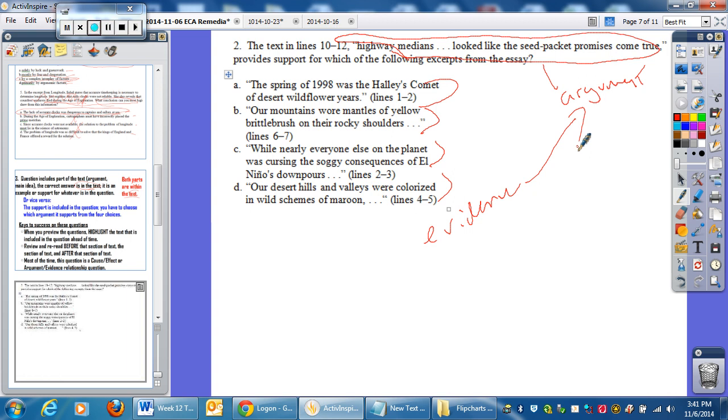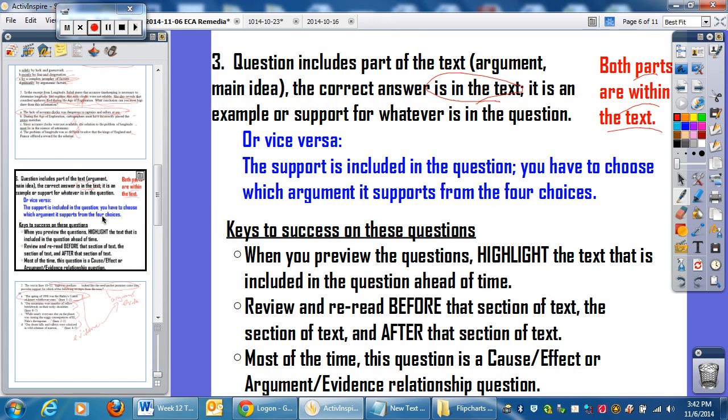And so the bottom line is then, the text in lines 10 through 12 was used to support, I'm sorry, we got it backwards. This is the argument, is one of these. This is the evidence. But once again, this was used to support which one of these things? Well, which one would have been the topic sentence of the paragraph? A. Hands down. So, long story short, you've got to be able to see cause, effect, or argument relationship in order to get this style of questions correct, where it includes part of the text, but which one was used to support that part of the text, or vice versa. Which one was the support? Tell me which one is the argument.